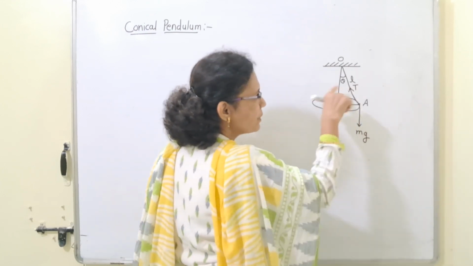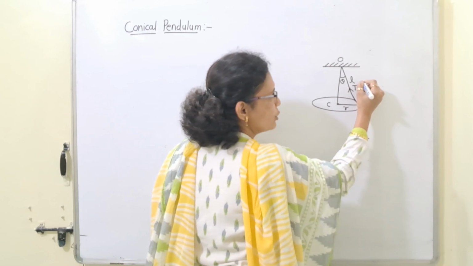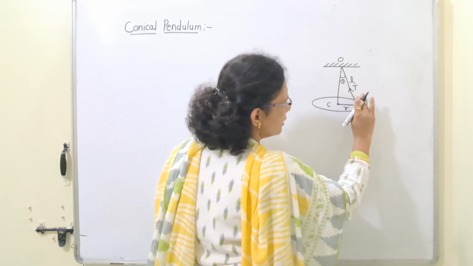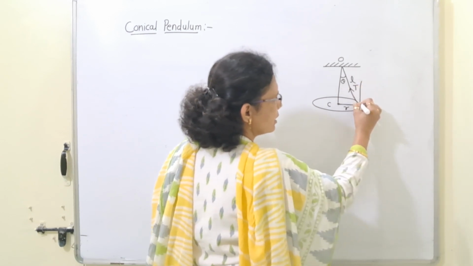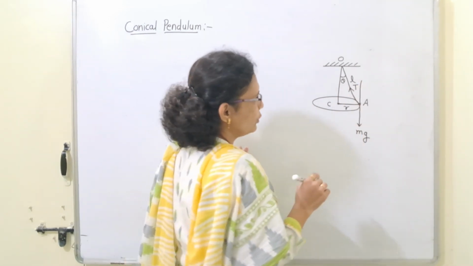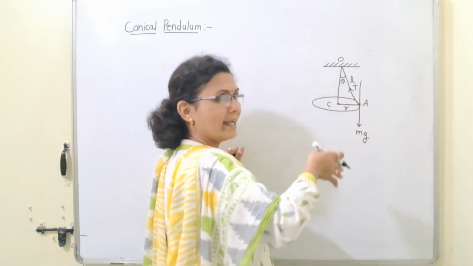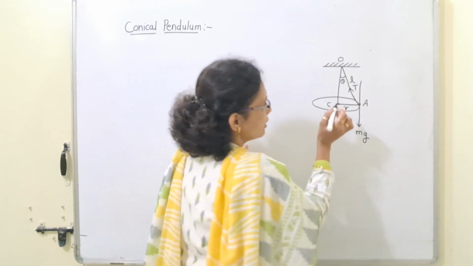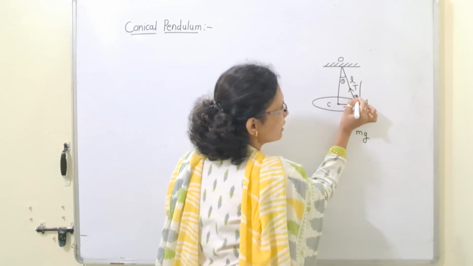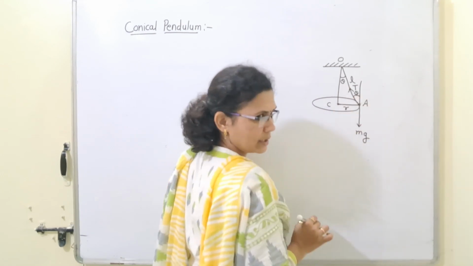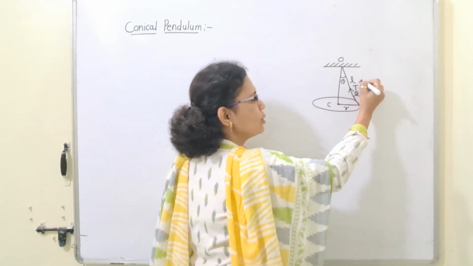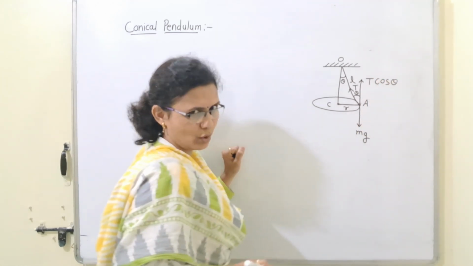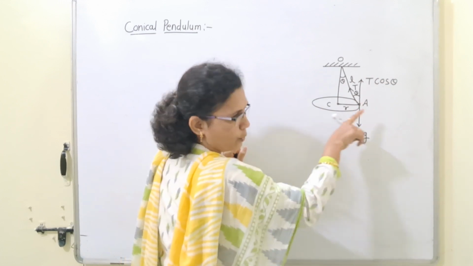Now, if I split this tension, there will be two components. One component will be T cos theta and the other will be T sin theta. We know the component adjacent to the angle will be T cos theta. If this angle is theta, this angle will also be theta, alternate angle, correct? So the component adjacent to this theta will be T cos theta.